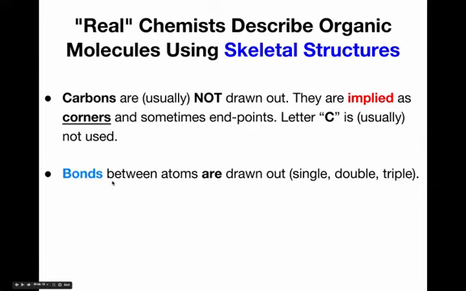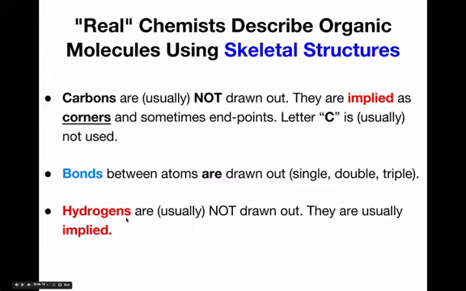The bonds between the atoms are actually drawn out. This is one of the things that you do actually physically draw out. So you'll use a single line for a single covalent bond, double line for double covalent, triple line for triple covalent. So you draw the bonds out. You tend not to draw the letter C.